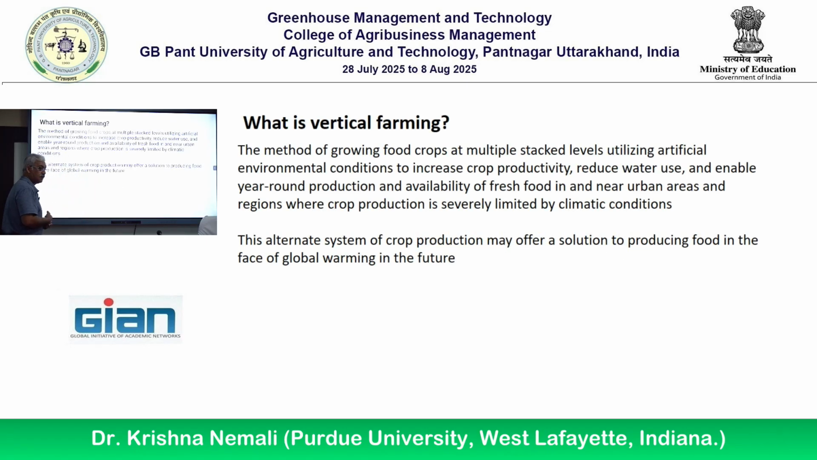So what is vertical farming, right? The method of growing crops at multiple stack levels using artificial environmental conditions to increase crop productivity, reduce water use, and enable year-round production and availability of fresh food in and near urban areas and regions where crop production is severely limited by climatic conditions. Very long definition, right? Four lines, five lines.